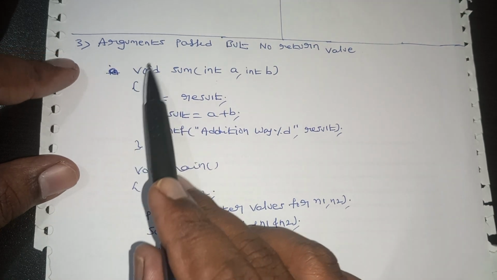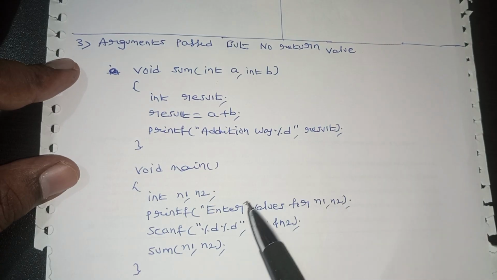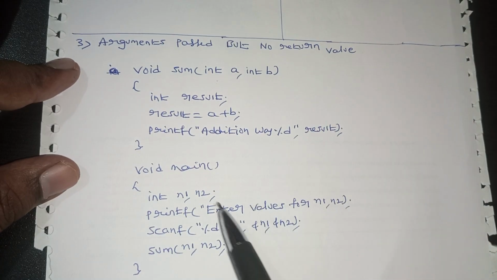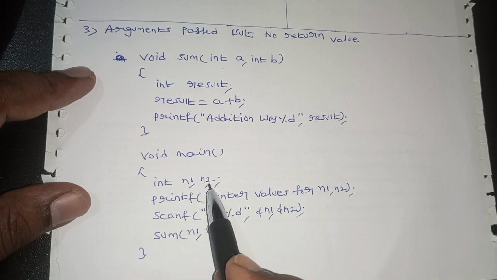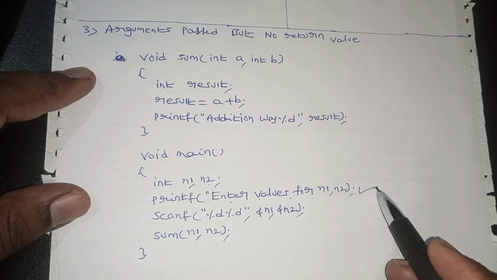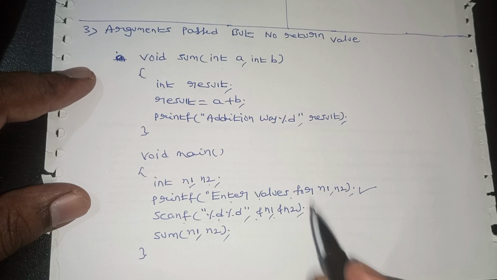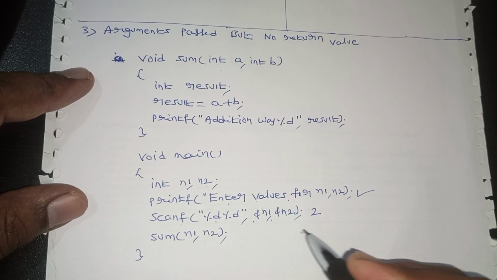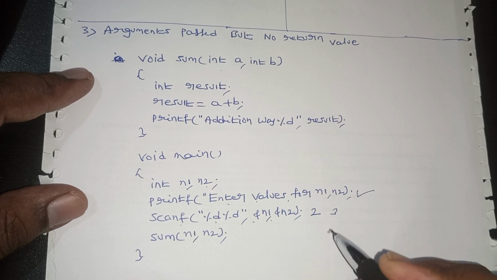So, arguments passed but no return value. Now again where do I have to start? Main function only. So void main, n1 comma n2. printf enter values of n1 comma n2. scanf %d n1 comma n2. So I am taking n1 equal to 2, n2 equal to 3.